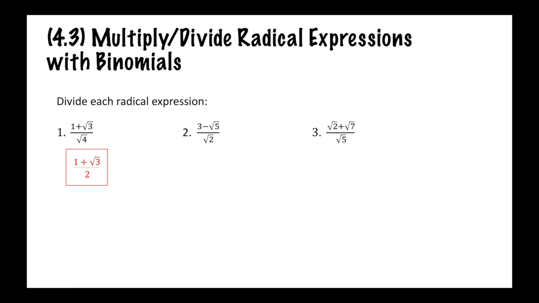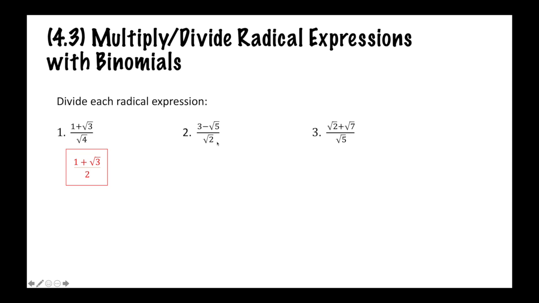In number 2, there's nothing perfect. Also, I'm looking to see if anything reduces. Well, in order to reduce, I would have to be able to take the same thing out of all 3 parts here, and they would all have to have a radical or all have to be outside of the radical. So in that case, I can't even reduce anything. This is not an acceptable final answer because I have a radical in the denominator.